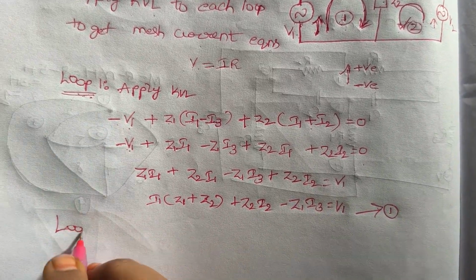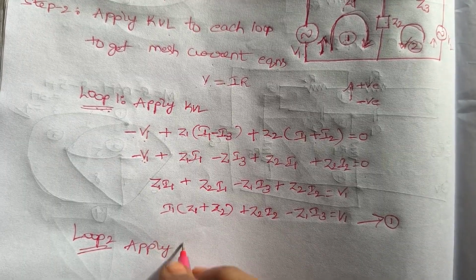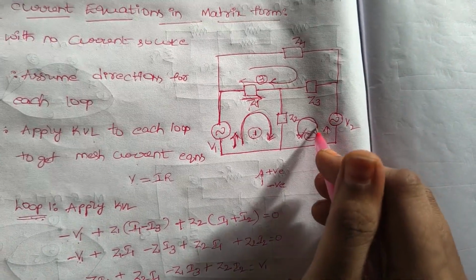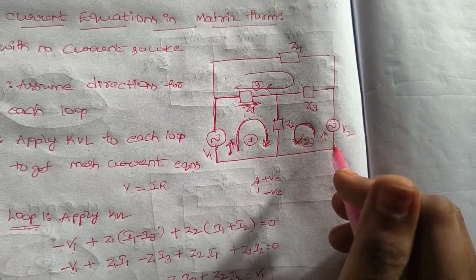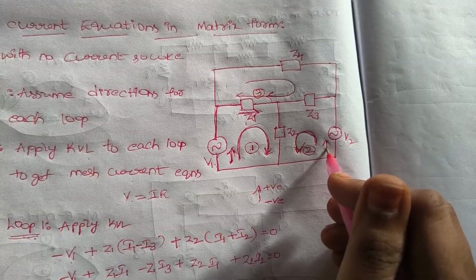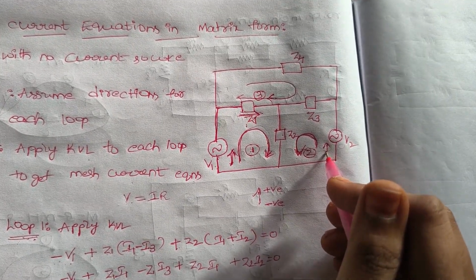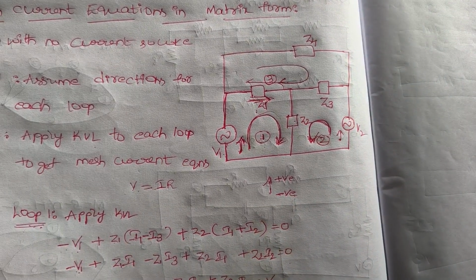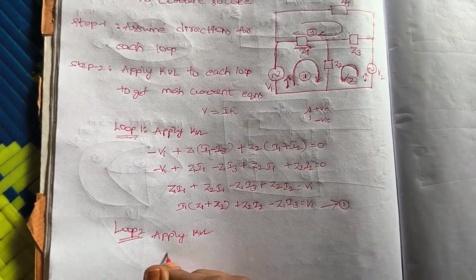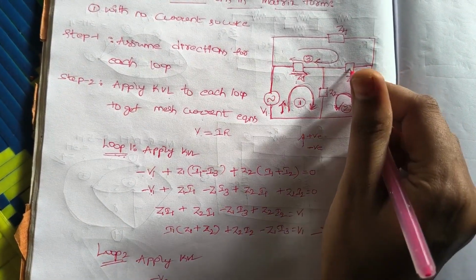Next, loop 2. For loop 2 also we have to apply KVL. In this loop 2, the current travels in the anti-clockwise direction. First, the current travels into the other end, which is the no-arrow end. So we have to take minus V2. Minus V2. Next, the current enters into the Z3.